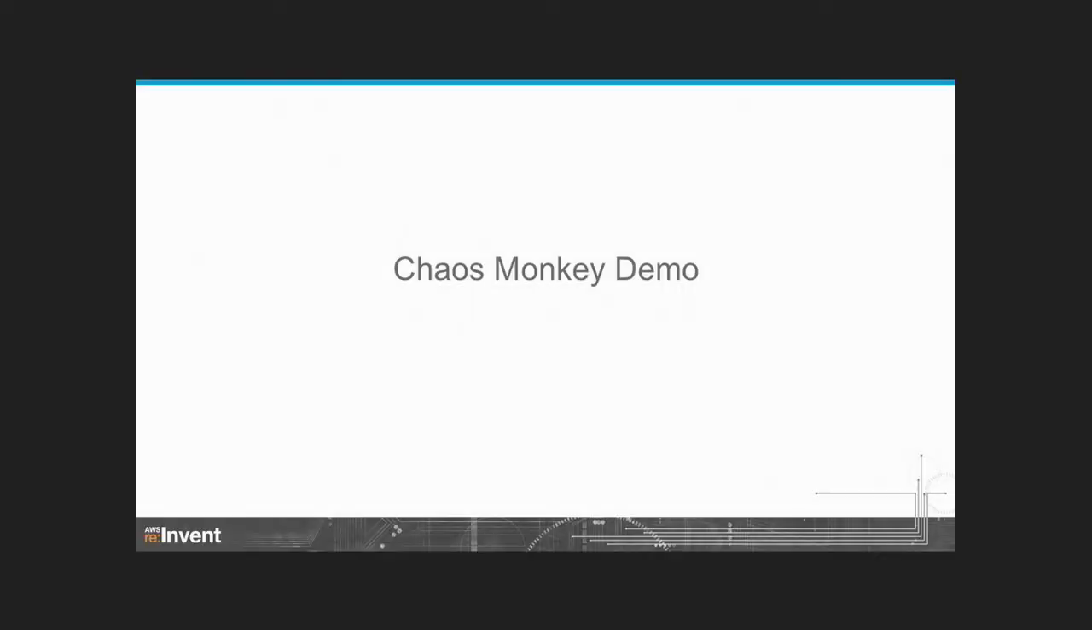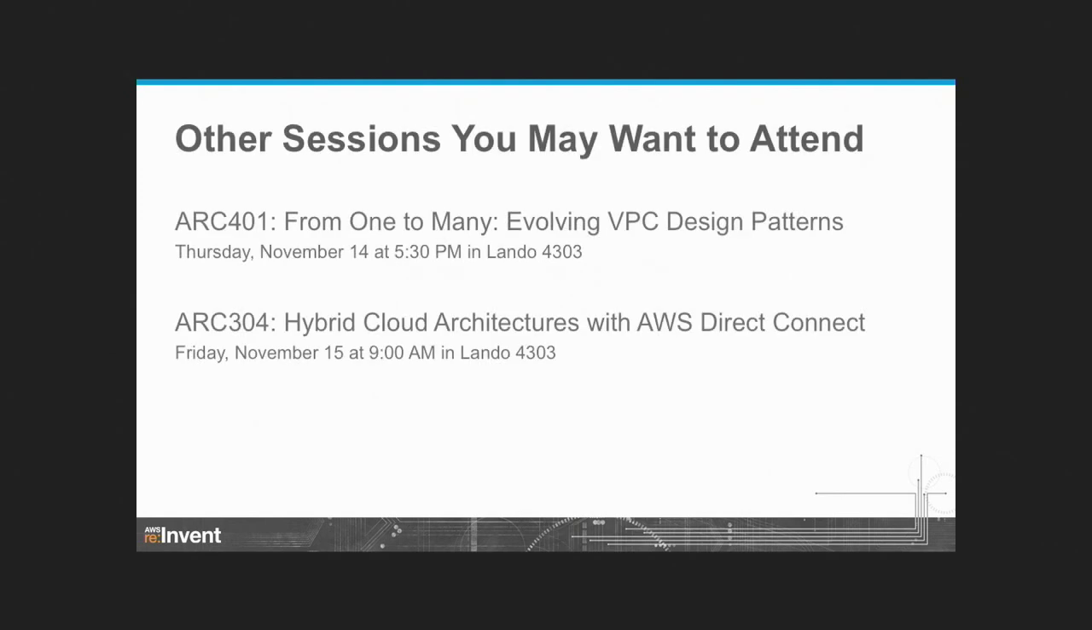So there's a variety of other sessions on VPC and Direct Connect at re:Invent that I'd recommend you attend. On Thursday, there's going to be From One to Many: Evolving VPC Design Patterns. It's going to talk through some of the patterns we talked about today and dive deep on a lot of other patterns as well, and a lot of other good architectural practices for VPC, using multiple VPCs, all the different things you might want to think about. Then there's also another discussion on hybrid cloud architectures with Direct Connect on Friday.